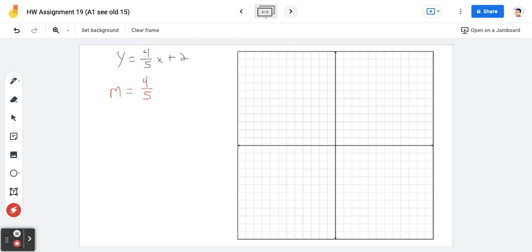My slope is 4/5, and I'm even going to write this rise over run right next to it, because 4 is going to be my rise, 5 is going to be my run. My y-intercept, my b value, is going to be positive 2, as we can see right here. All right, so step 1 is done.